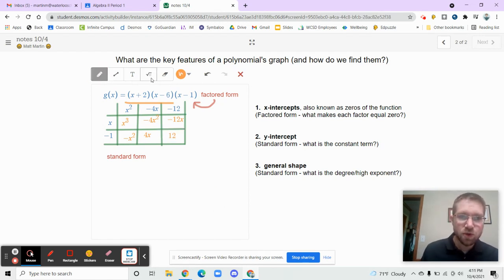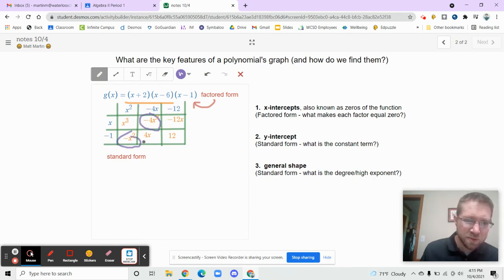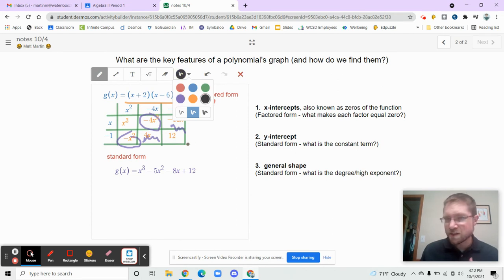I write that in standard form. Just again, make sure you're combining the like terms, which are the negative x squared and the negative 4x squared, as well as 4x with negative 12x. The simplified version then, in standard form, would be x to the third all by itself, negative 5x squared. Then positive 4x and negative 12x would make negative 8x, and plus 12 on the end. Wow, standard form. Now that I've got standard form, again, let's identify our key features.